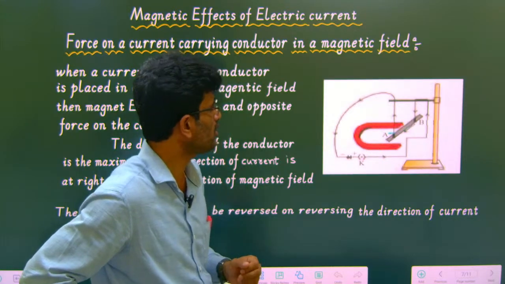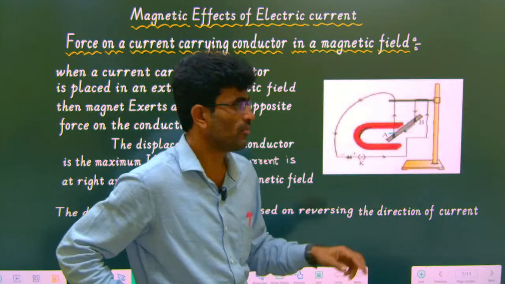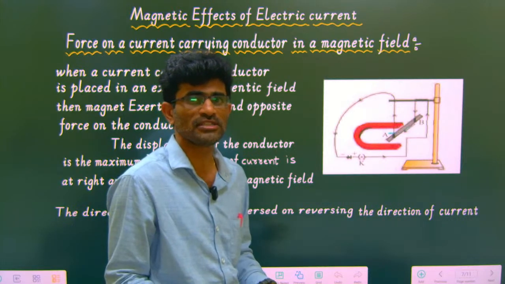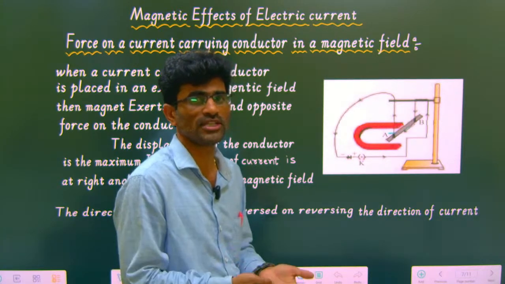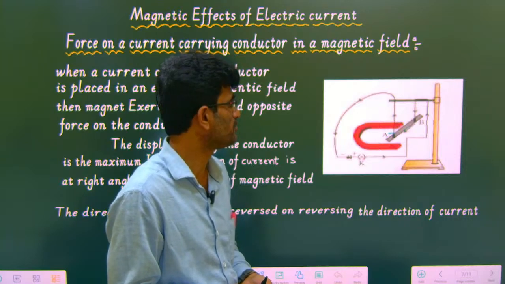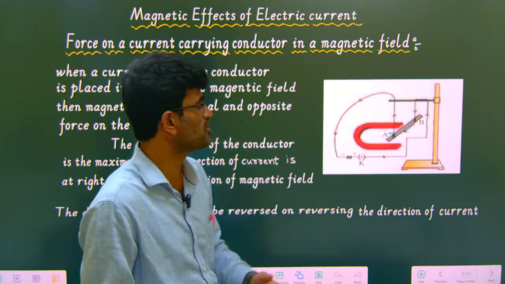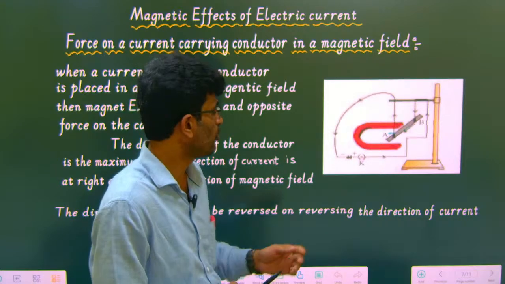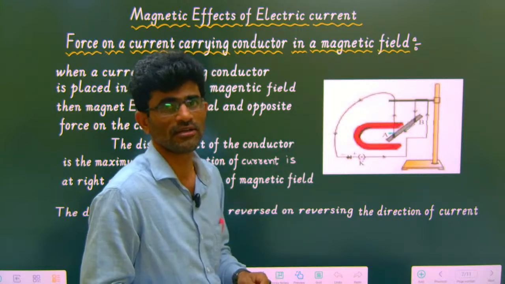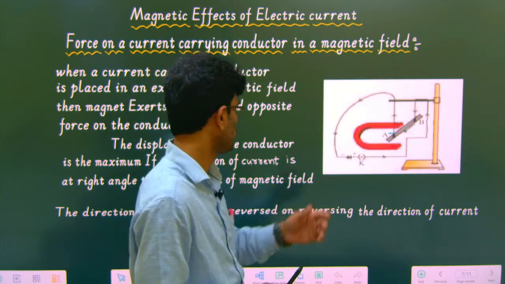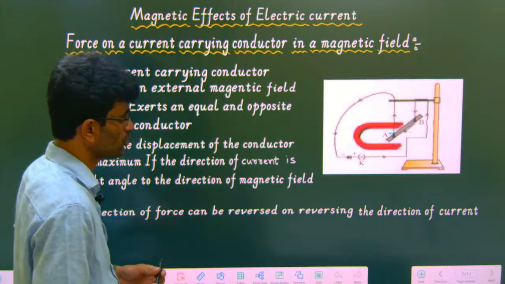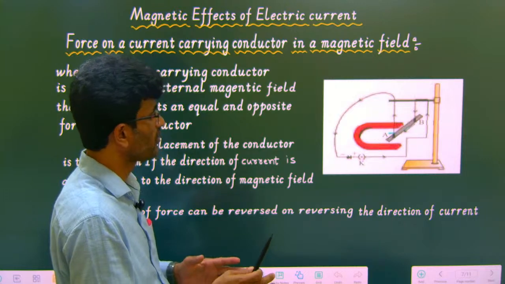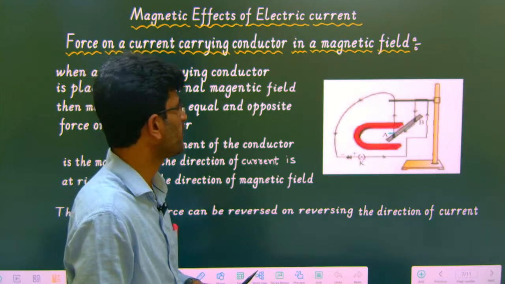I have seen one question: if both are changed, the poles of the magnet are changed and the direction of the current is also changed, in that case what happens? Because both are changed, there will be no change in the direction of the displacement. Suppose only the current is changed, there will be a change in the direction of the displacement. If only the magnetic field is changed, there will be a change in the direction of the displacement. When both are changed, again there will be no change in the direction of the displacement. This is about how a current carrying conductor behaves when it is kept in an external magnetic field.